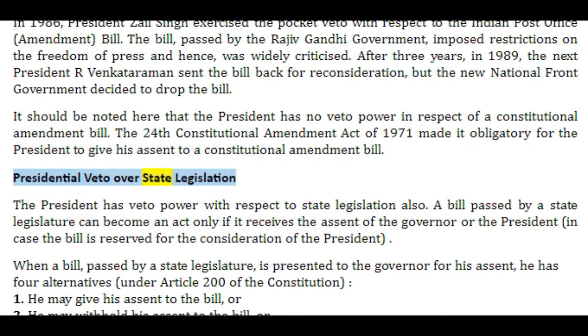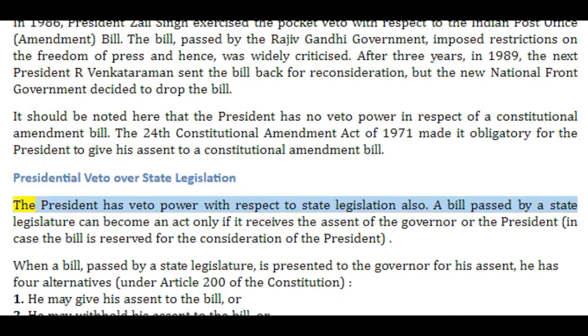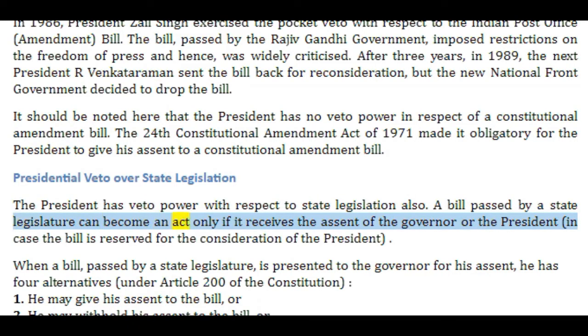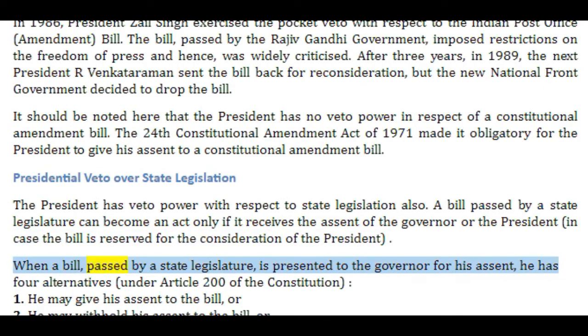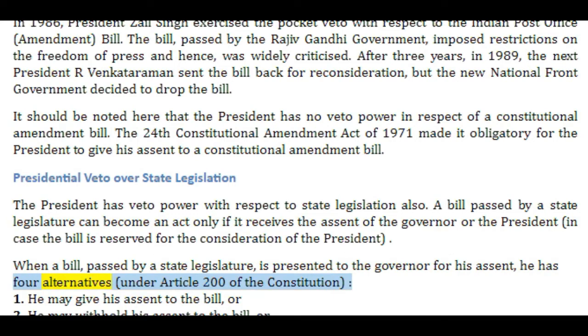Presidential veto over state legislation. The President has veto power with respect to state legislation also. A bill passed by a state legislature can become an act only if it receives the assent of the Governor or the President, in case the bill is reserved for the consideration of the President. When a bill passed by a state legislature is presented to the Governor for his assent, he has 4 alternatives under Article 200 of the Constitution.